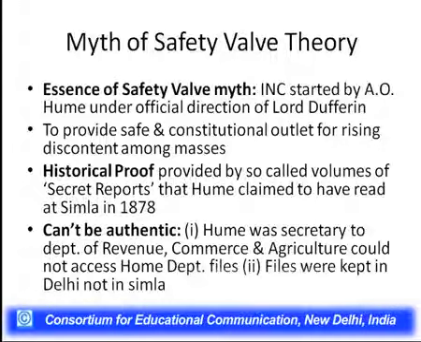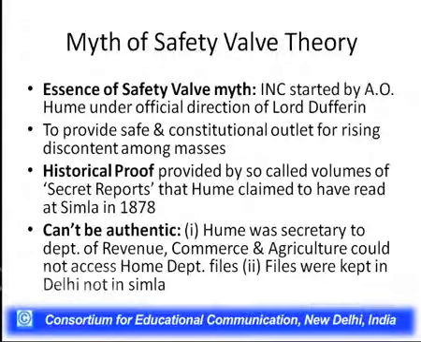It was being argued that it would provide some sort of a safe and constitutional outlet for rising discontent among the masses. But when we see the historical proof of this theory, it was being provided that the secret reports that Hume saw in Shimla in 1878 could not be authentic, in the context that Hume was the Secretary of the Department of Revenue, Commerce and Agriculture. So he could not see the Home Department files, and at the same time these files were kept in Delhi and not in Shimla.